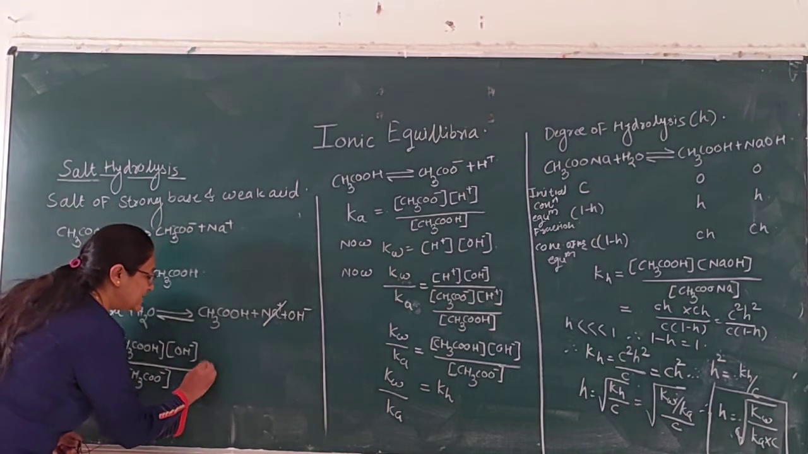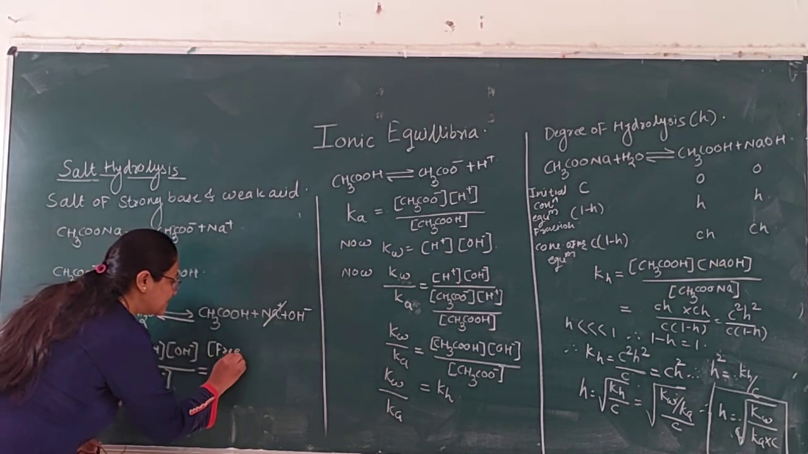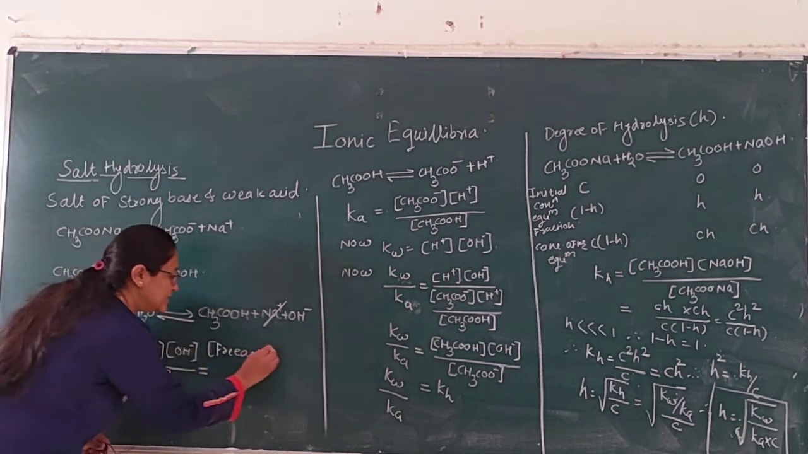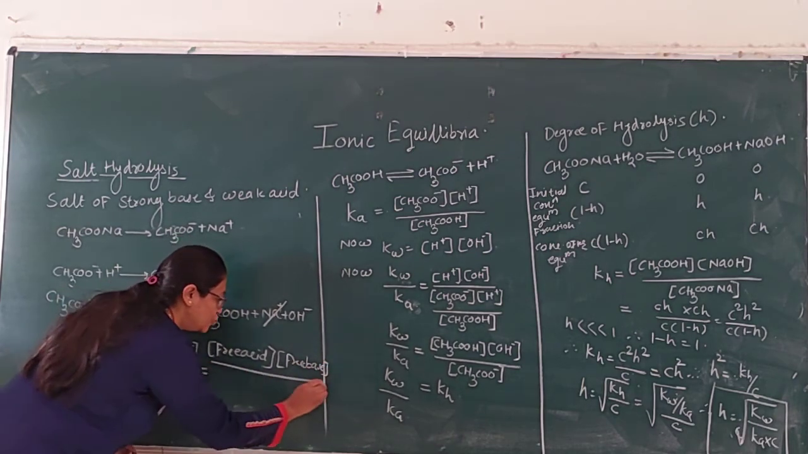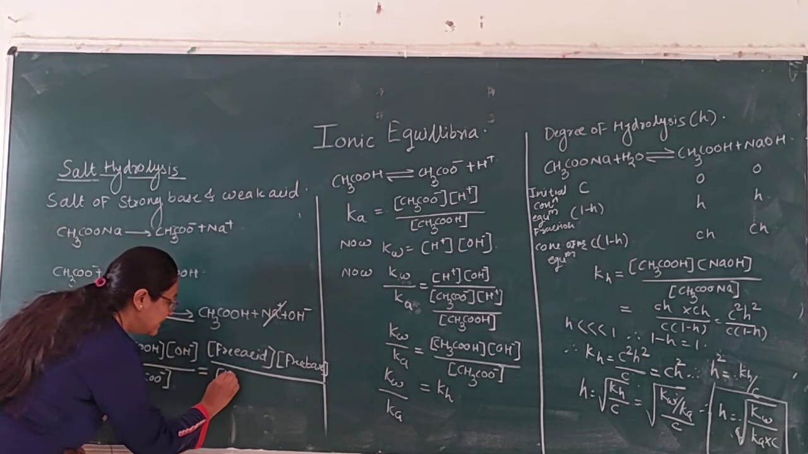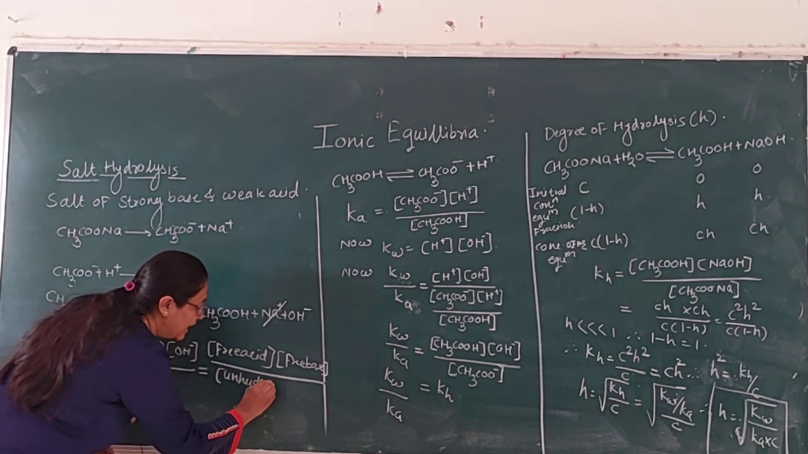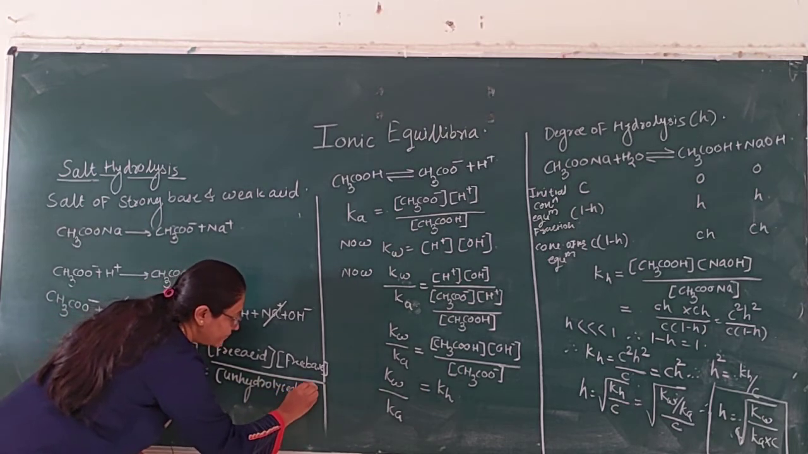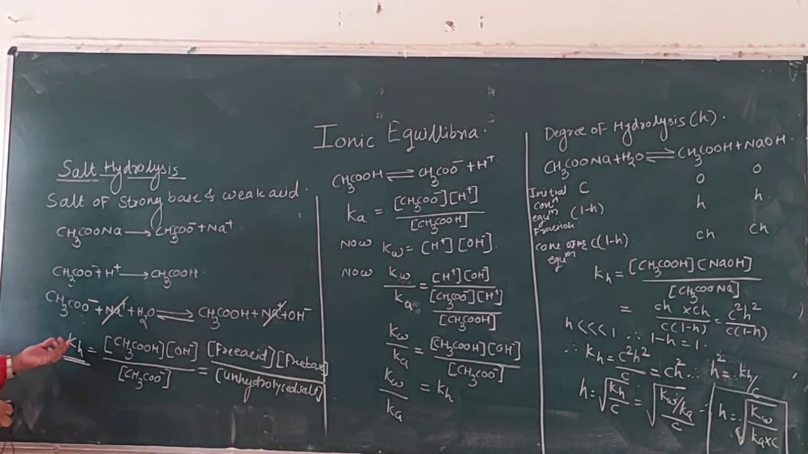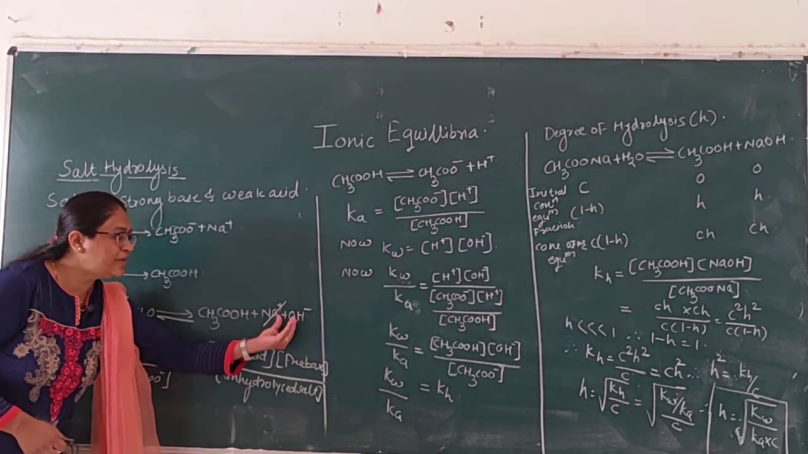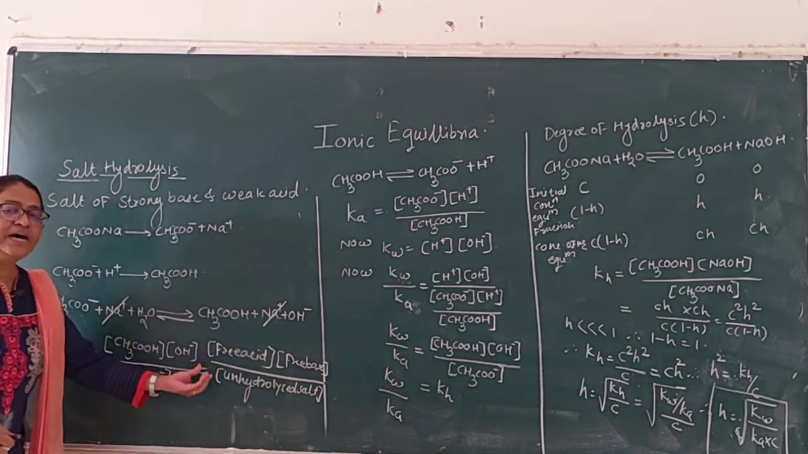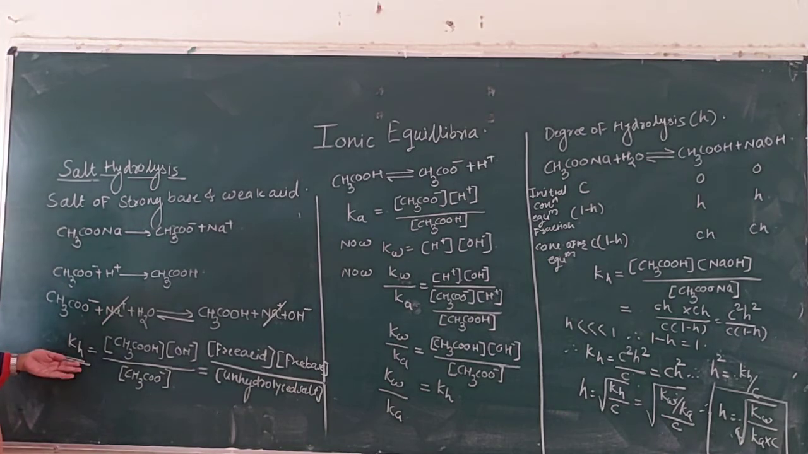So we can write this as the concentration of the free acid into the free base, which is in ionic form in the solution, those free hydroxyl ions, divided by the concentration of the unhydrolyzed salt. So the hydrolysis constant is equal to the concentration of the free acid into the concentration of the free base divided by the concentration of the unhydrolyzed salt. So this is termed the hydrolysis constant of the salt.